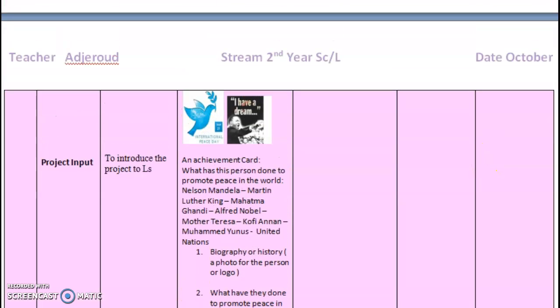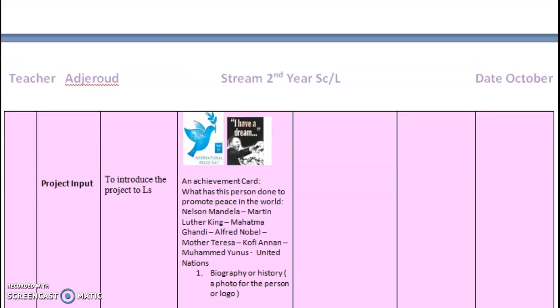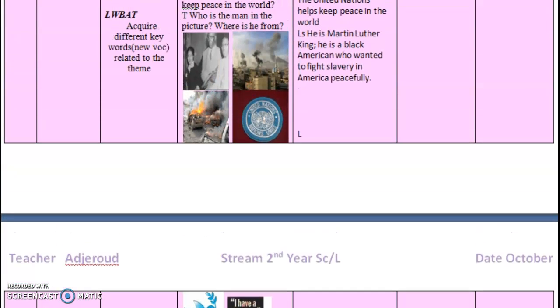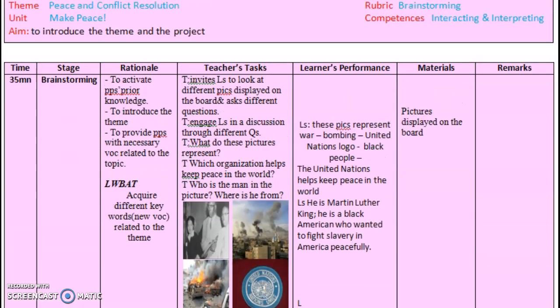This lesson plan could be used for any lesson of introducing the theme. When you introduce the theme, you can use a lesson plan like that. You just need to change the information depending on the unit, because some have asked me how to introduce the theme of intercultural exchanges.